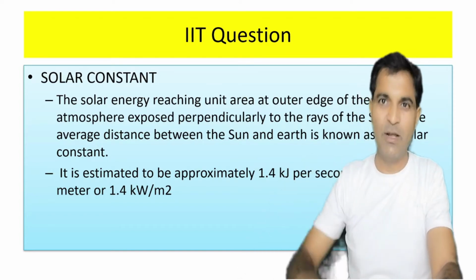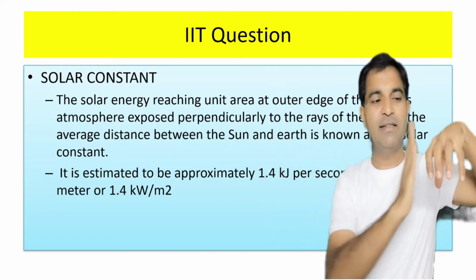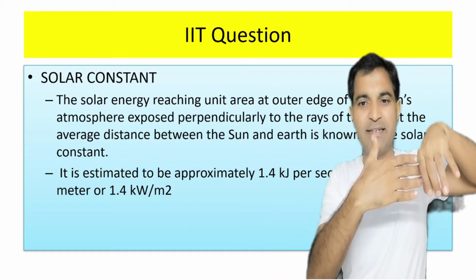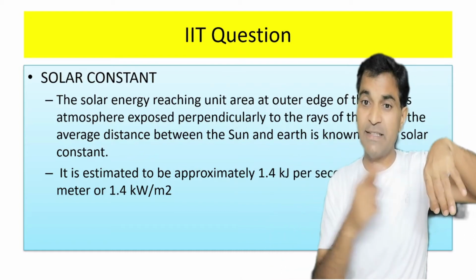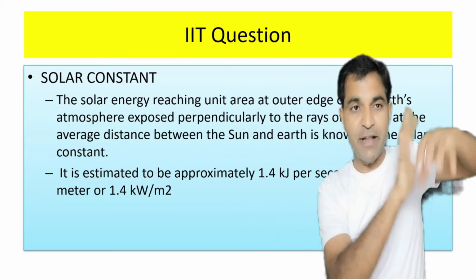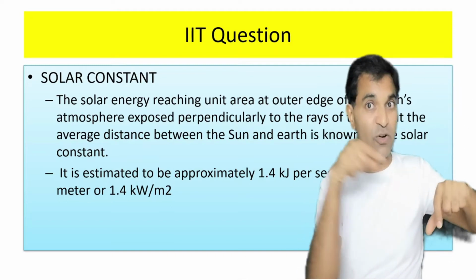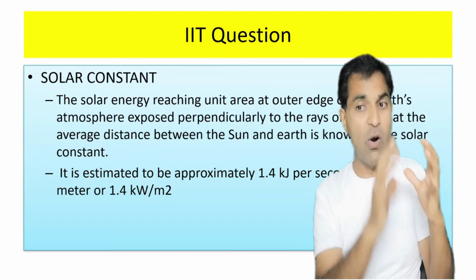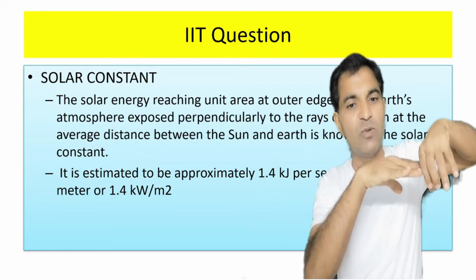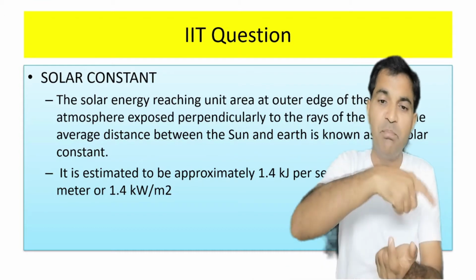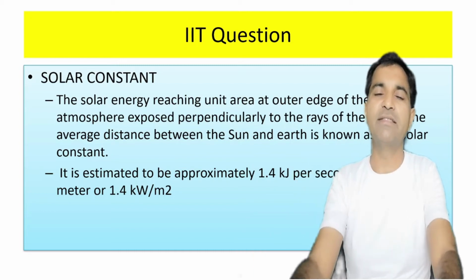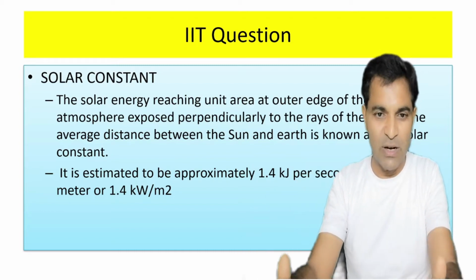What is solar constant? For example, if this is sun, this is earth, and this is the perpendicular to the sun rays, solar rays, right? Now the solar energy that is reaching from the sun per unit area at outer edge of Earth's atmosphere, not at the surface of the earth, but at the outer edge of the Earth's atmosphere when exposed perpendicular to the rays of the sun, at the mean distance between the sun and earth, that is known as the solar constant.